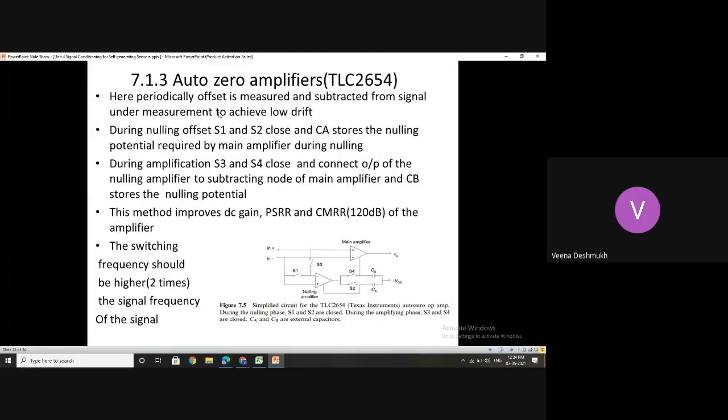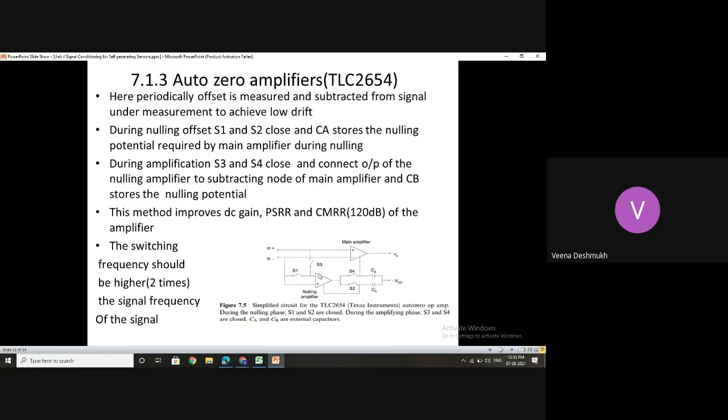So here periodically offset is measured and subtracted from the signal under measurement to achieve low drift. A simple mechanism is to nullify the effect, add so much to it with a negative, automatically that will be subtracted from that, and what you get is exclusively the signal from the sensor. To achieve this, there are two sets of switches, S1, S2, S3, S4. How exactly do these operate?